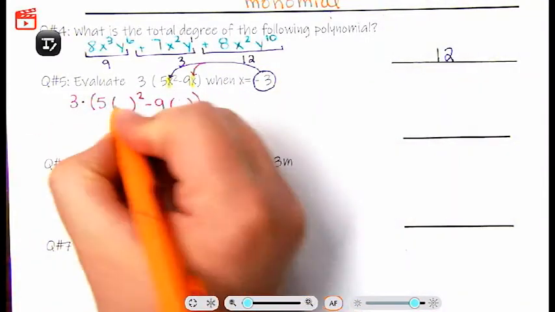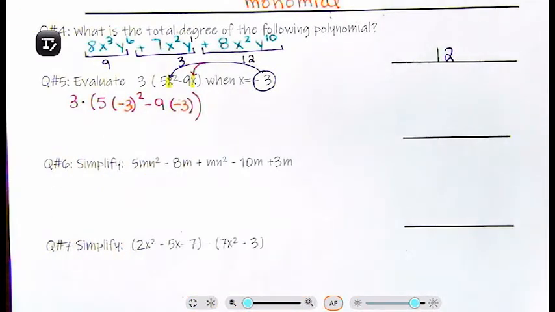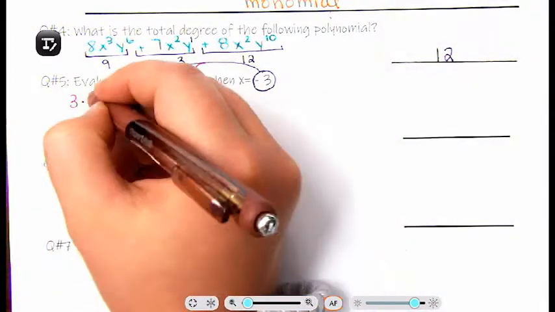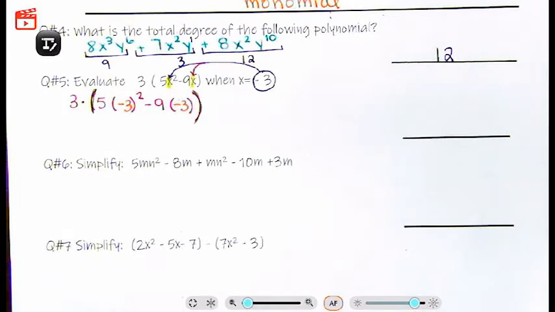After that, PEMDAS and order of operations. So these are parentheses. We do those first, and we do what's inside first before we touch anything on the outside.